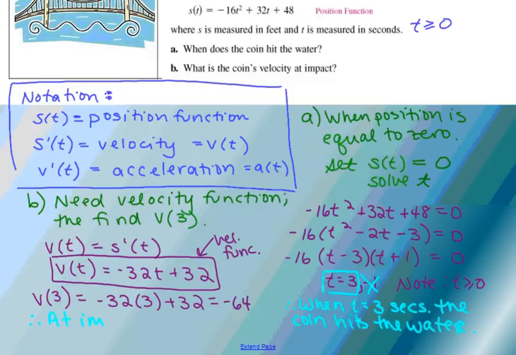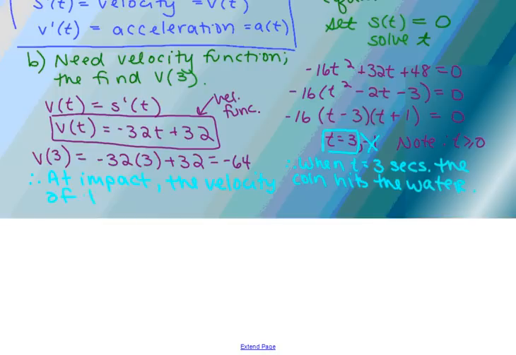At impact, the velocity of the coin was negative 64 feet per second. And if you remember from your previous coursework, the negative sign just tells you what direction, right? Velocity gives you both how fast and in what direction. So the direction says that the negative just means that the coin was falling.